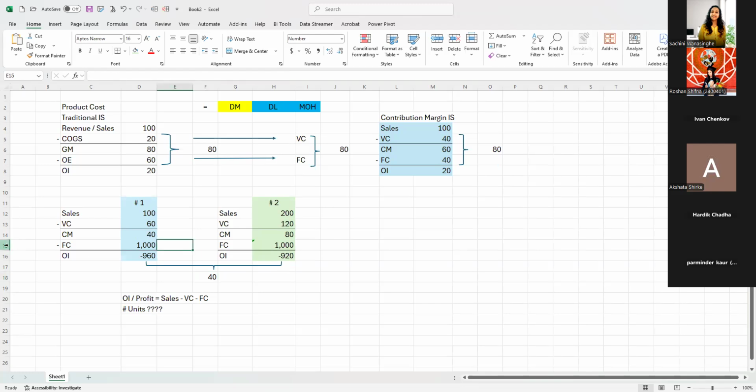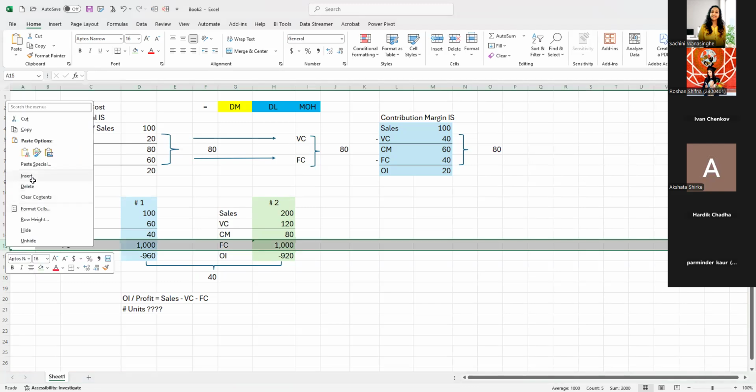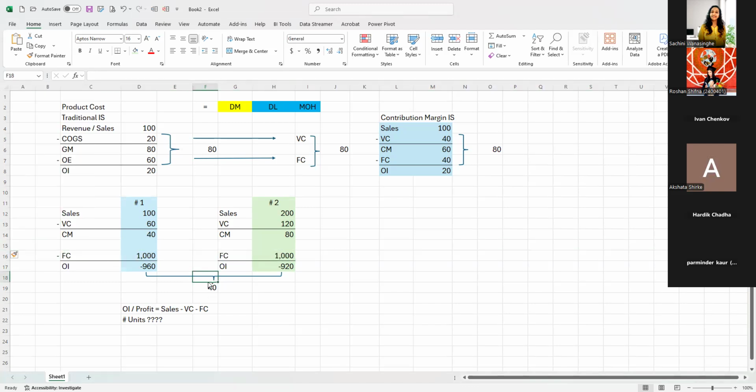What's the increase in my contribution margin? How much? $40. Can you tell me? Yes, sir, $40. Why did my contribution margin increase by $40?